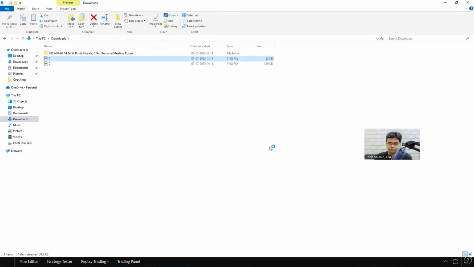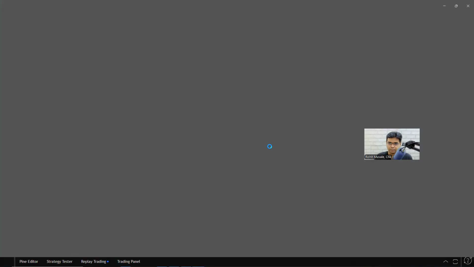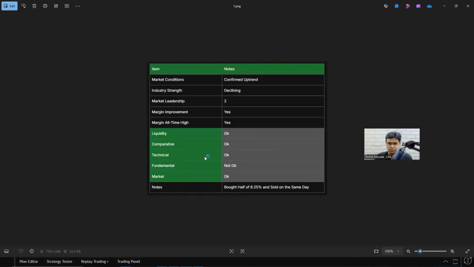So at the time I took the trade, market was in a confirmed uptrend. It's a market leader. Aarti PharmLabs comes in at number 2 in terms of market capitalization in its own industry group. I think the industry group name is Medical Ethical Drugs. Okay. The margins were improving. Industry strength was declining. Okay.